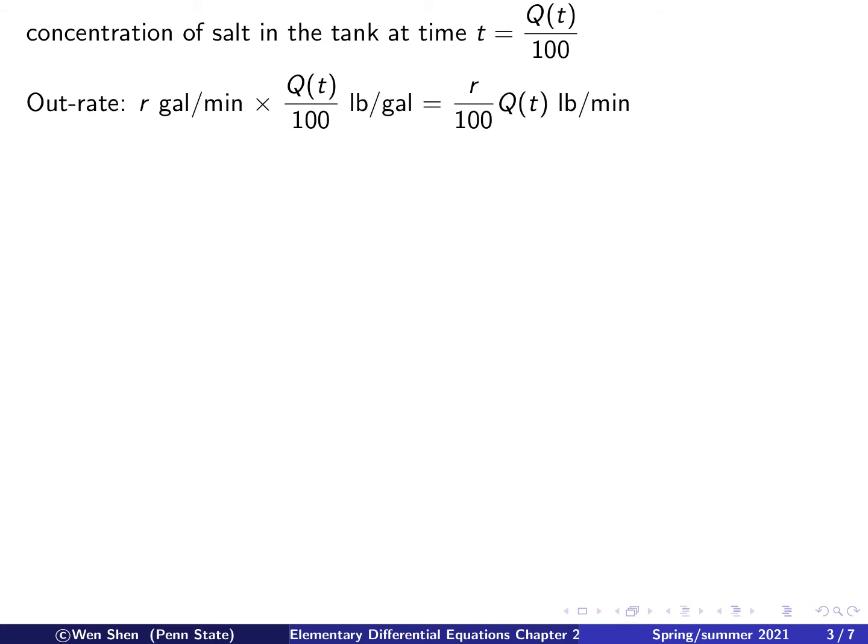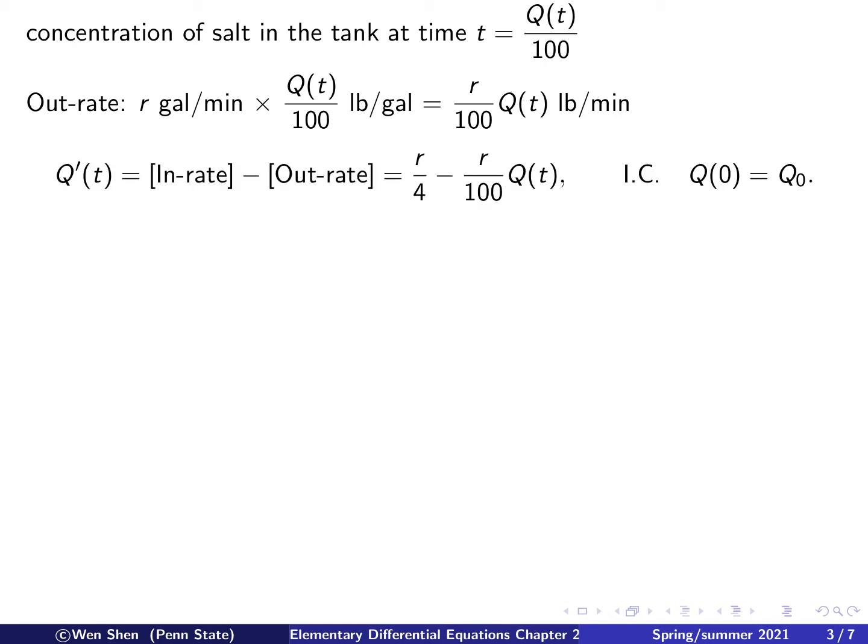Okay, so now we can use this to compute the out rate, because the problem says the well-mixed mixture, which is the mixture with this concentration, is flowing out with the rate R. So again, with the same argument, carrying the units with us, the product here will give us the rate, pounds per minute, of salt flowing out.